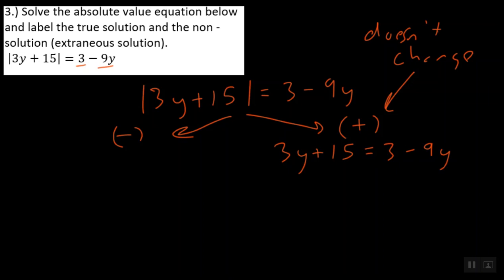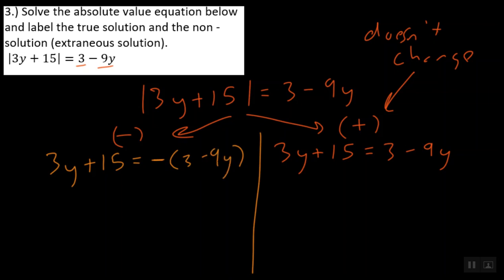Now what about on the left? Well, on the left, my negative version definitely changes. So we still keep the 3y plus 15, but where it changes is I have to make this whole right side negative. So everything on the right, this 3 minus 9y, the whole thing is now negative, and let's distribute that negative. So now I have 3y plus 15 is equal to negative 1 times 3 is negative 3, and negative 1 times negative 9 is positive 9y.